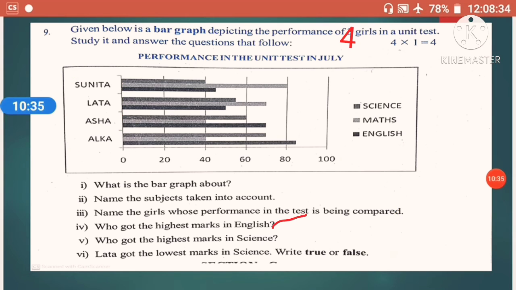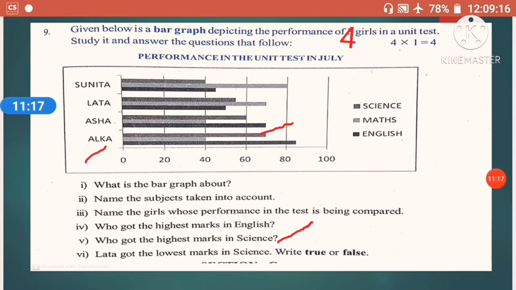And let's go to our fourth question. Who got the highest marks in English? As per the table, Alka got highest in the English. And the next one, who got the highest marks in science? As per the given information, Alka got the highest mark in science.